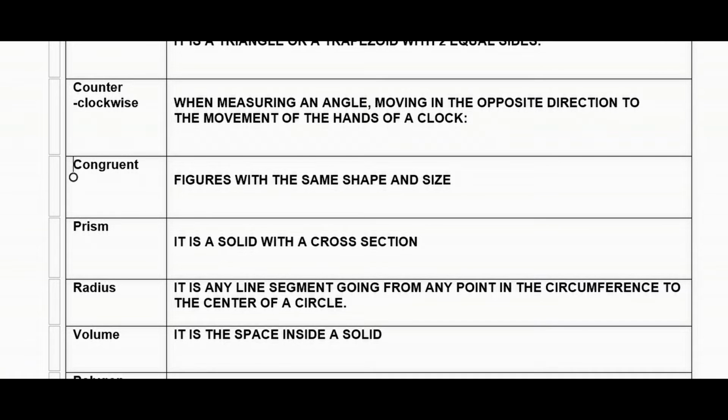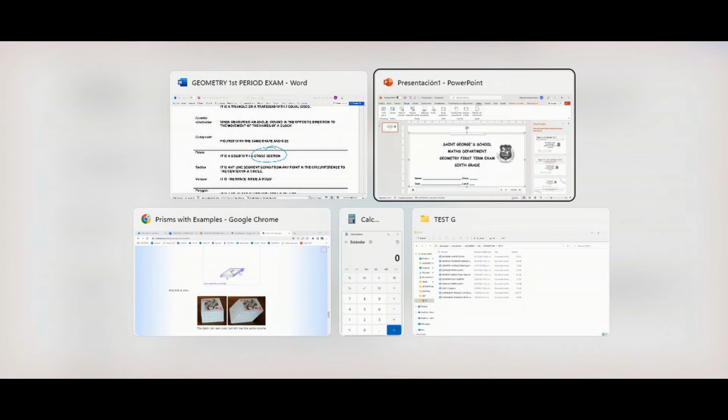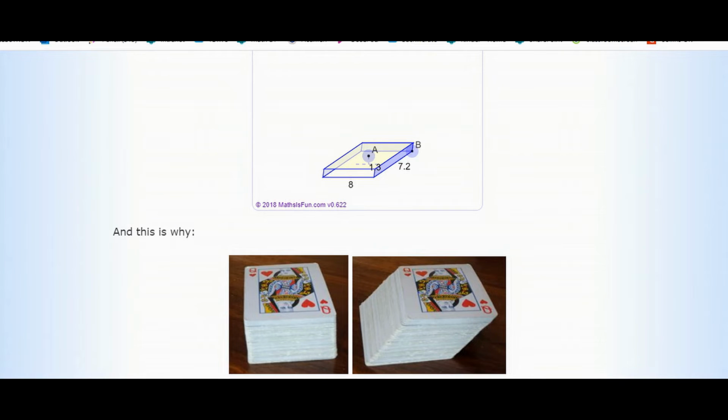Prism. It is a solid with a cross section. Cross section. I want to make emphasis, I want to remind you of this exercise. This is a polygon, right? It's 2D. But once it becomes 3D, we say the 3D object is in this case a rectangular prism, and it is a prism because it's a solid that has a cross section. What is a cross section? In this case, it is a rectangle.